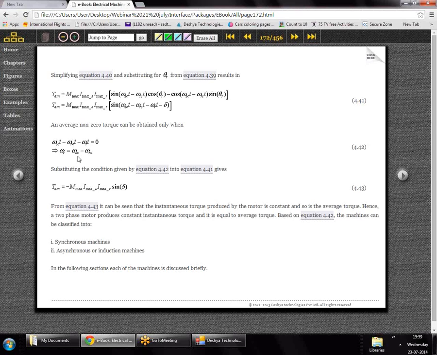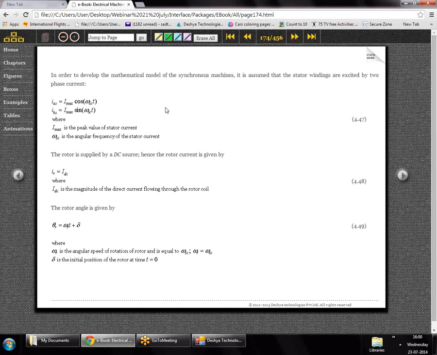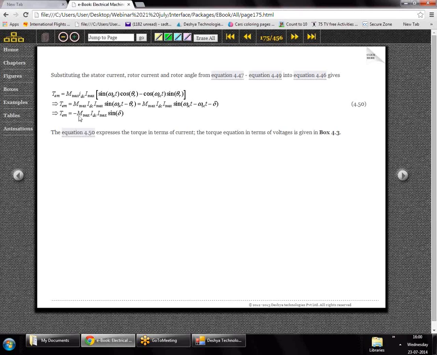As long as the speed of the rotor is equal to the speed of the supply frequency, the synchronous machine produces torque, and that comes from expression 4.42. In case of a synchronous machine, since we have a DC current excitation on the rotor, the frequency of the rotor current is 0, and expression 4.42 gives us the condition for non-zero average torque, and that condition is that omega R, the rotor's angular speed, should be equal to the supply frequency of the stator current. And if we keep on doing all the mathematical manipulation, we find that the torque expression can be given by this equation 4.50.